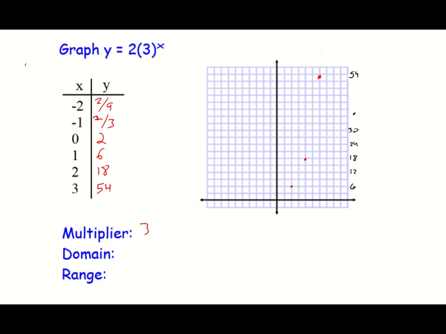So when you plot your points, you get them all there and draw a nice little curve, and it goes up really fast. Nice arrow. And again, when you think about your domain, there's nothing you can't plug in for x. You're going to get either a fraction or a really large number, so you can plug in anything. It's all real numbers. And again, that's the sign for all real numbers.